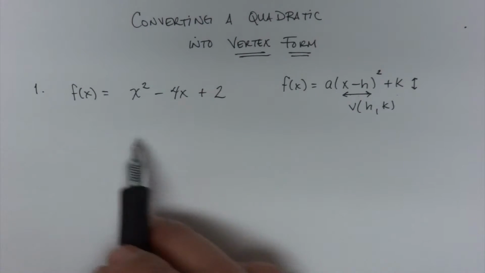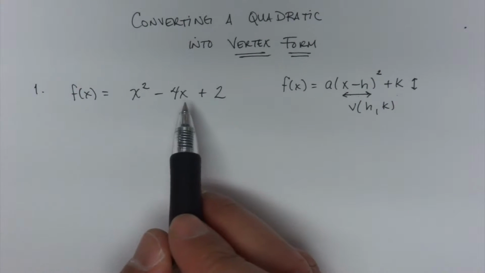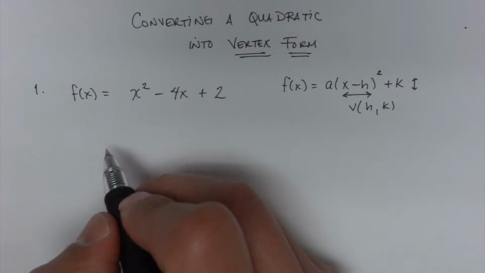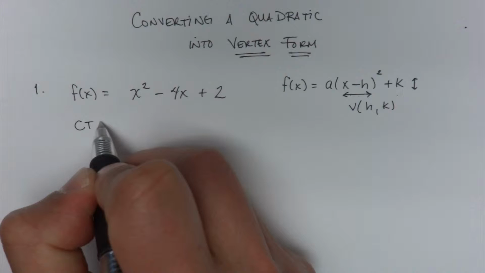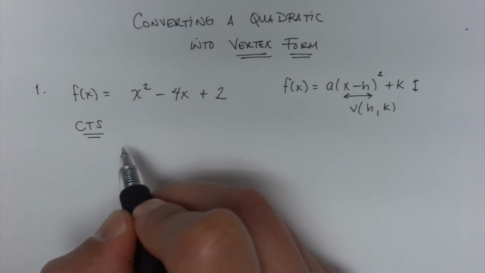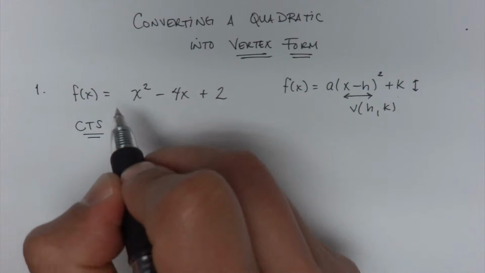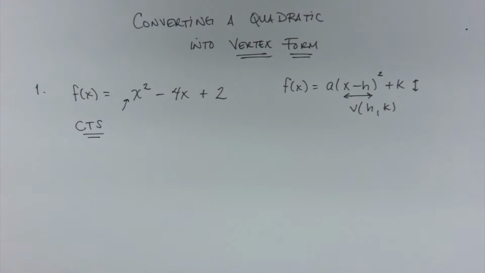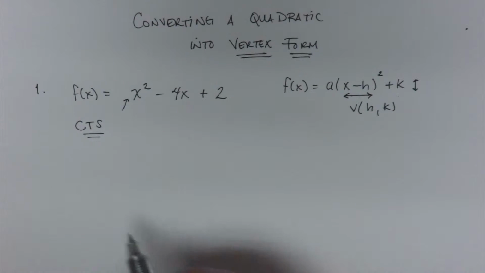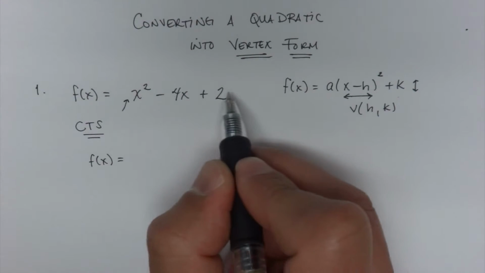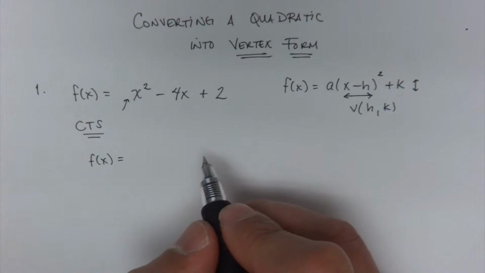So what I want to do is convert this into vertex form. And what you're going to do is complete the square. If you see me do this, that means complete the square. There's one rule in completing the square: there cannot be a constant in front of the x squared. I'll do another one just to show you what that looks like. But the first thing I want to do is move this out here.